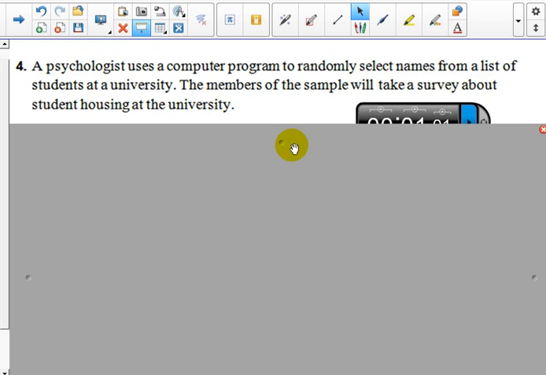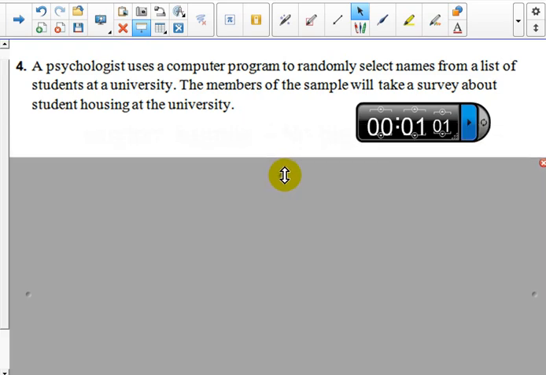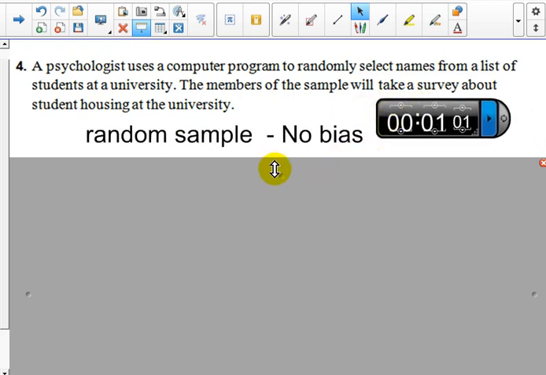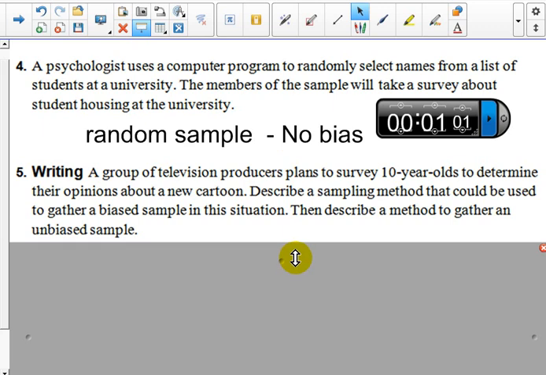Okay. And then I want you to answer number 5. Well, actually, let's go ahead and look at 4 together, since I already sort of showed it. So, what do you think this is? Random sample. Does it have bias? No bias. Okay. Now, the last one, I do want you to do this one on your own.